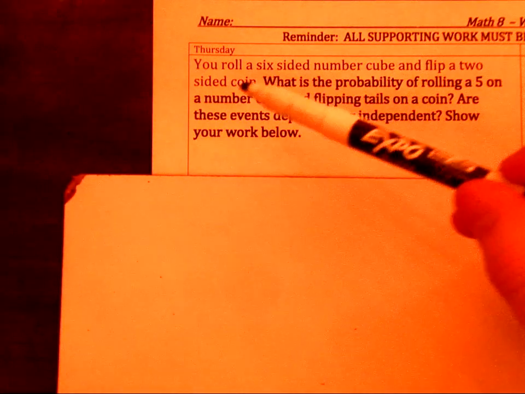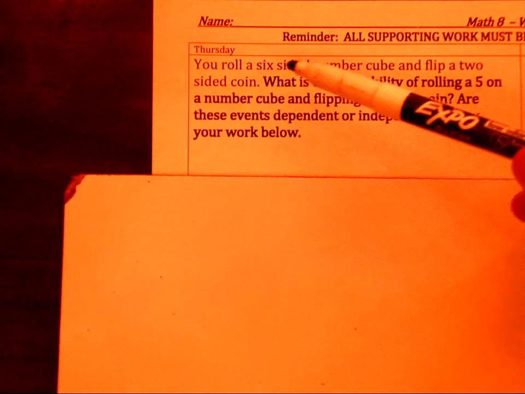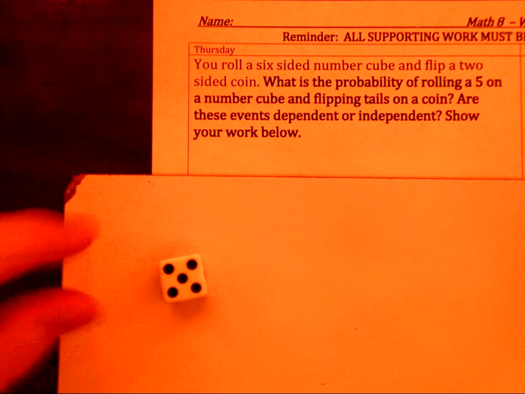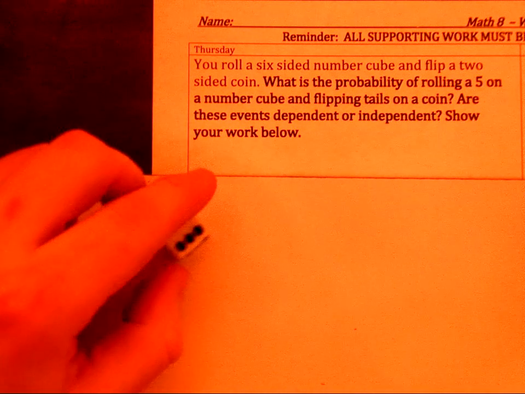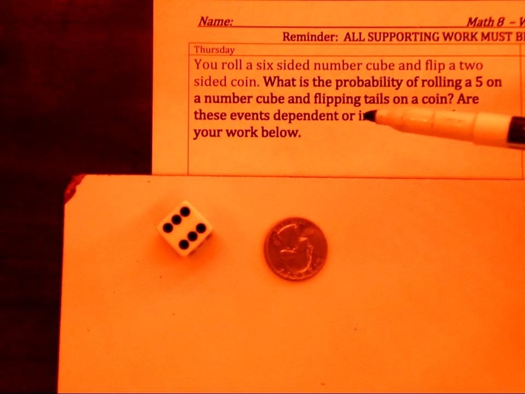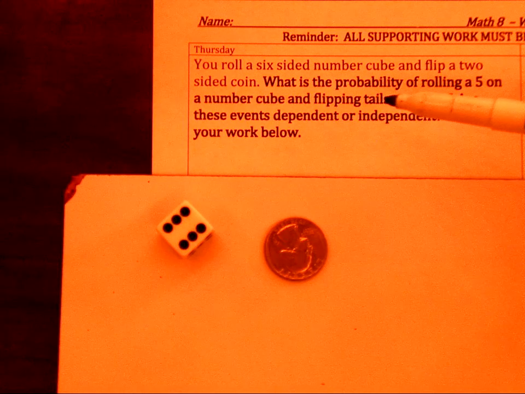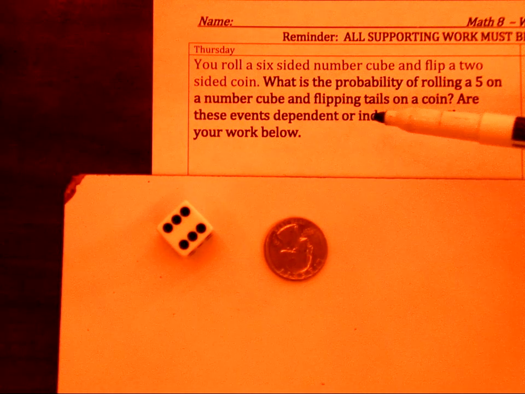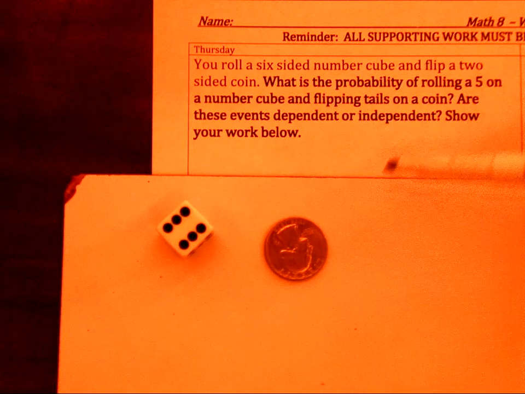And for Thursday's warm-up, it says you will roll a 6-sided number cube, and you will flip a 2-sided coin. What is the probability of rolling a 5 on a number cube and flipping tails on the coin? Are these events dependent or independent? And then it says to show your work below, which I will do just now.